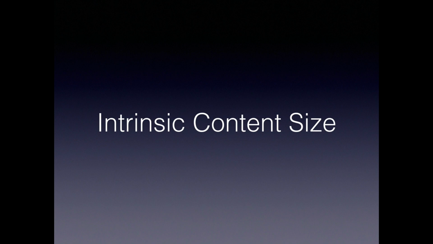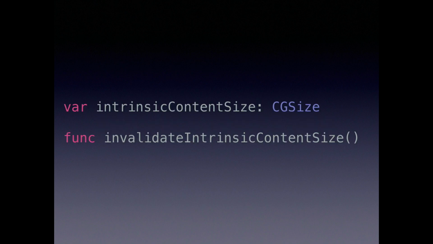So we're going to look at a little bit of what this looks like. It's mostly these two things. You have your intrinsic content size. Every UIView has this, and if you make a custom view, you can override this and return whatever size you want. And if your custom view has content that can change, like an image view or a label, then you can invalidate it anytime the content changes, and Auto Layout will just update the view, and it will save you a ton of time.